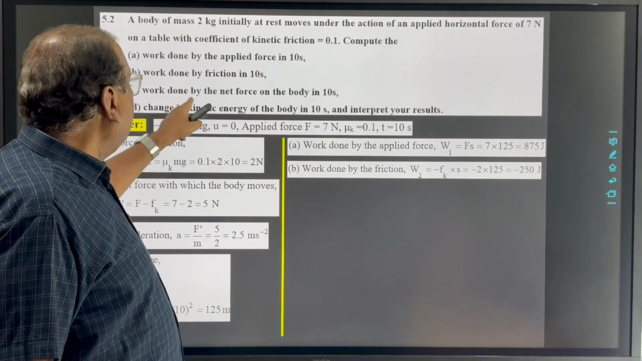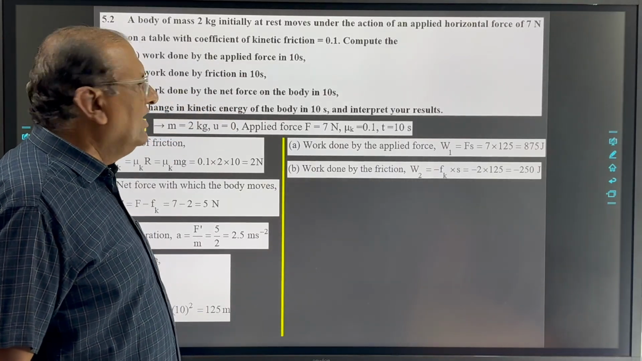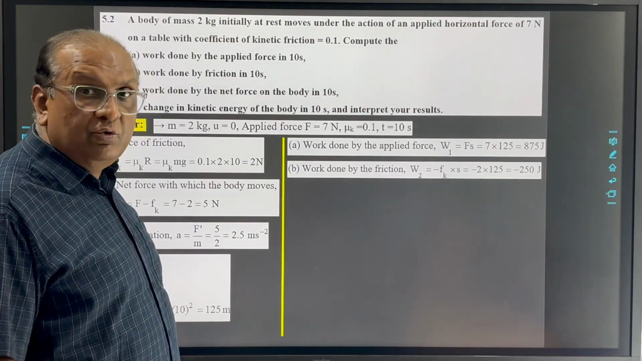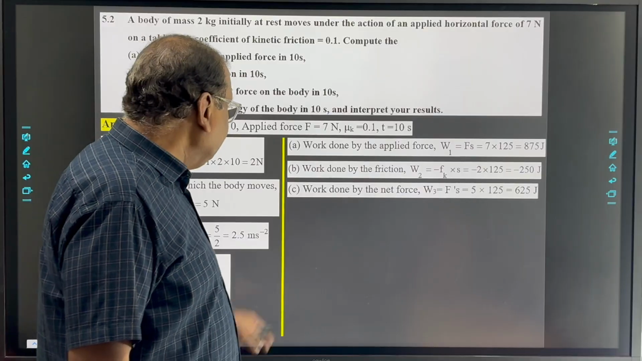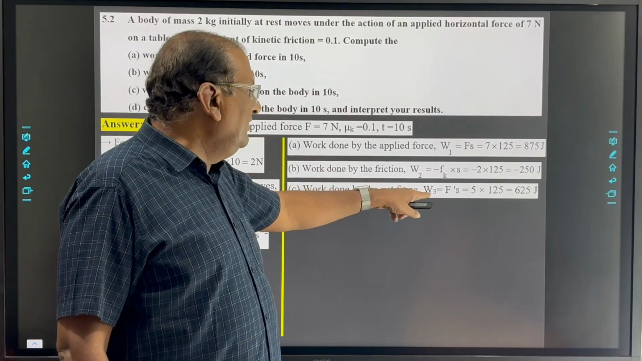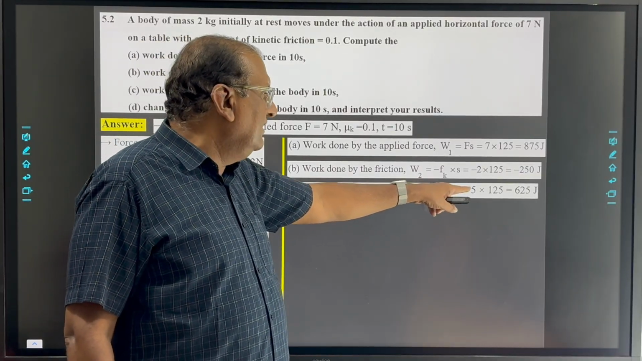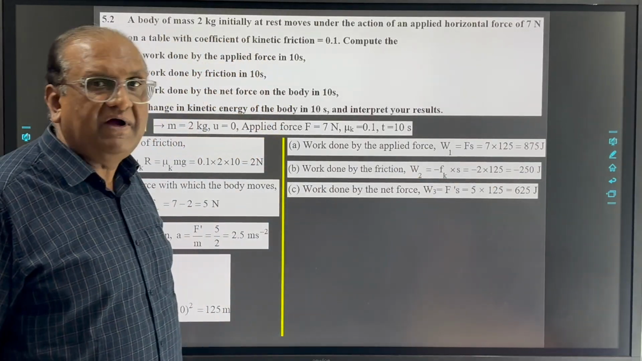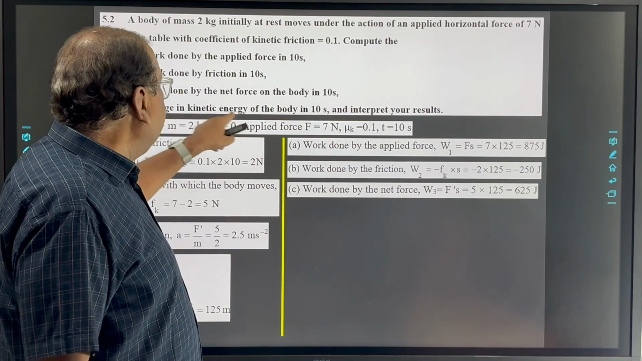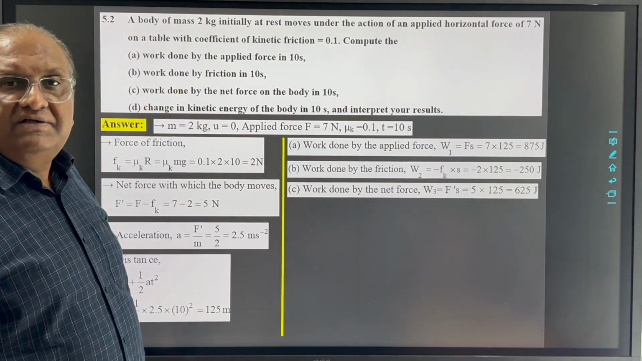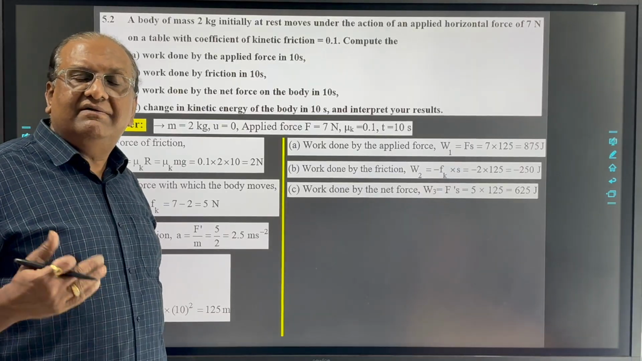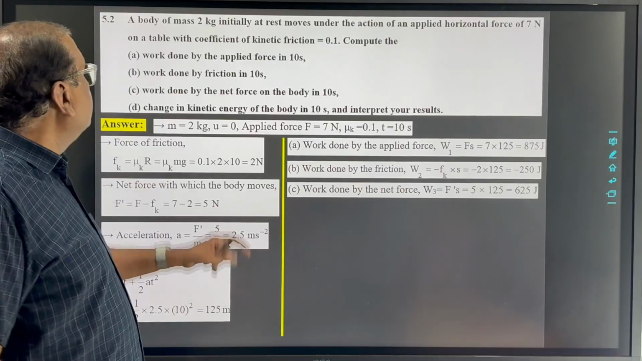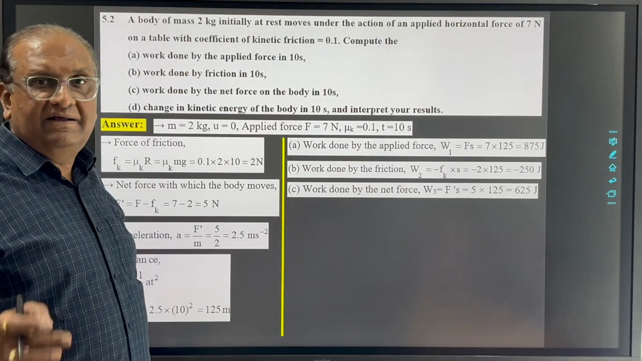Third one, work done by the net force on the body in 10 seconds. So net force into displacement. So work done by the net force W3 is F dash into S, F dash 5, S 125, so that is 625 joule. Change in kinetic energy is whatever the final kinetic energy is, because the initial is 0, because initially the body is at rest.